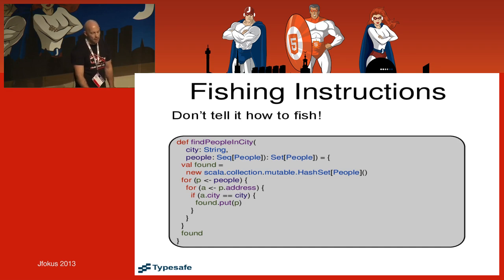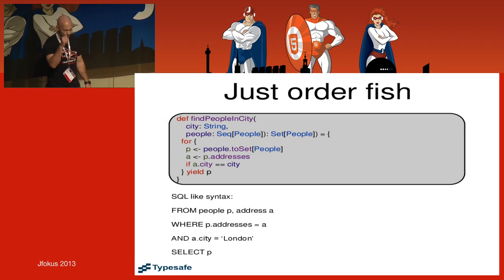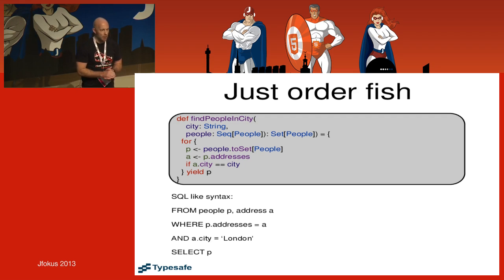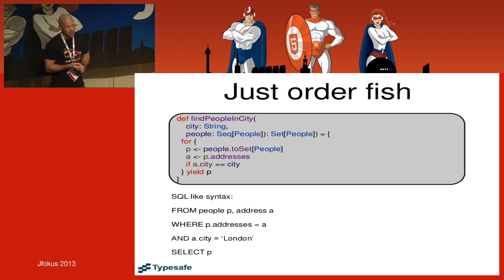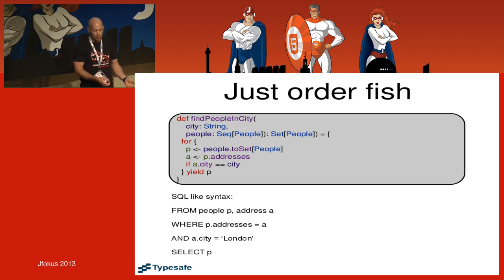In Scala, instead of telling it how to fish, we just order fish. So here first of all, we have the same method handle, of course. And then we use a for expression. And it's important to point out that the first line in the for expression is the type that's going to be returned. So first I want to convert the people from a sequence of people to a set of people, because that's what we want to return, right? The method says that it's returning a set of people. So then we extract every person in that sequence, and then we get all the addresses of that person, and then we have the guard. If the city of the address equals the city, then we yield p, which basically means that what's going to be returned is a set of people that live in the city.